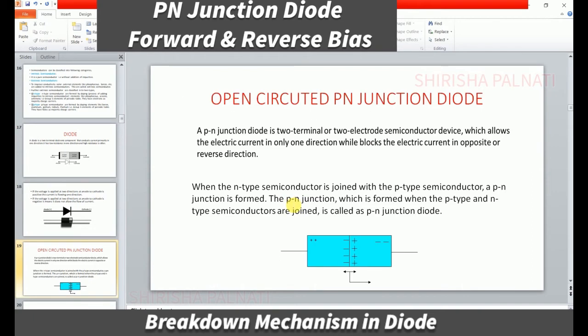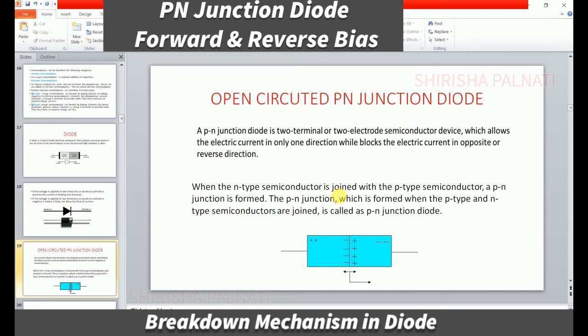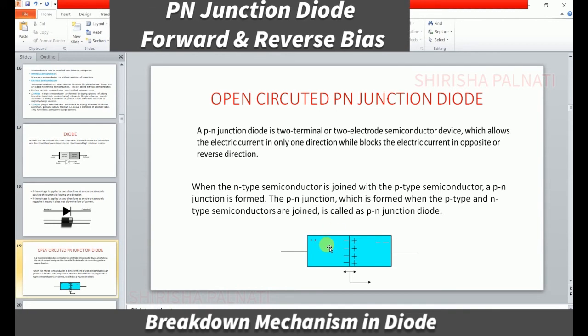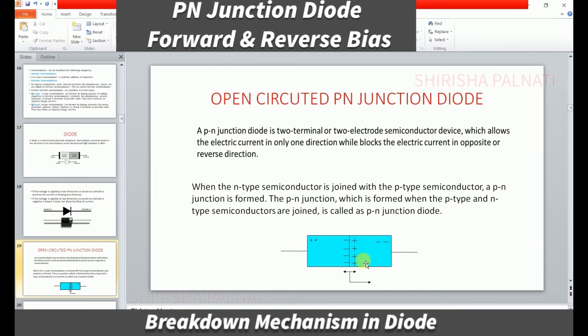And next, the open-circuited PN junction diode. I already told you what a junction means. If we add both p-type silicon material and n-type silicon material, see this figure, here we are adding p-type material as well as n-type material. The middle of the crystal layer is called the junction. So this is called a PN junction diode.